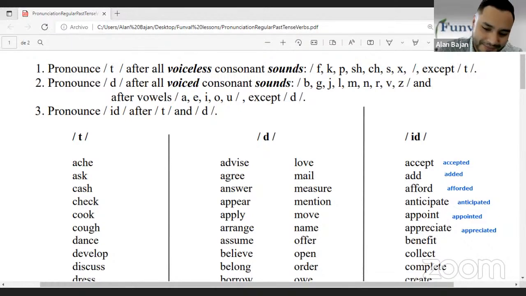Questions? How do you pronounce appoint? Appointed. Could it be like appointment? Appointed. With the T, okay. With the T. Appointed. Yes. Appointed. Anticipated.